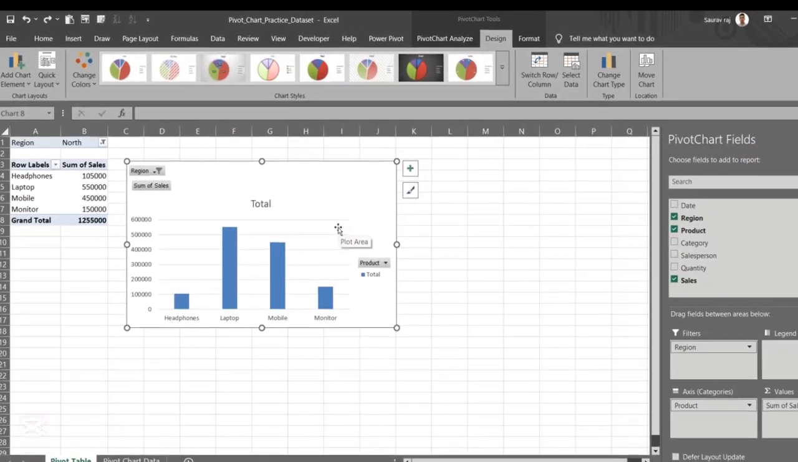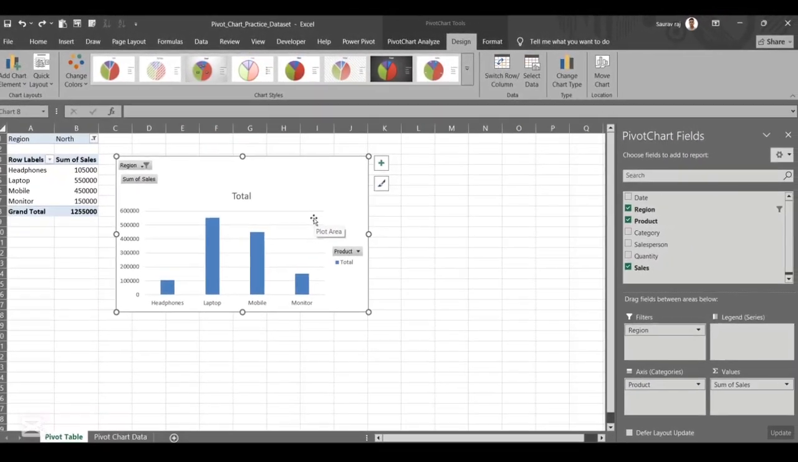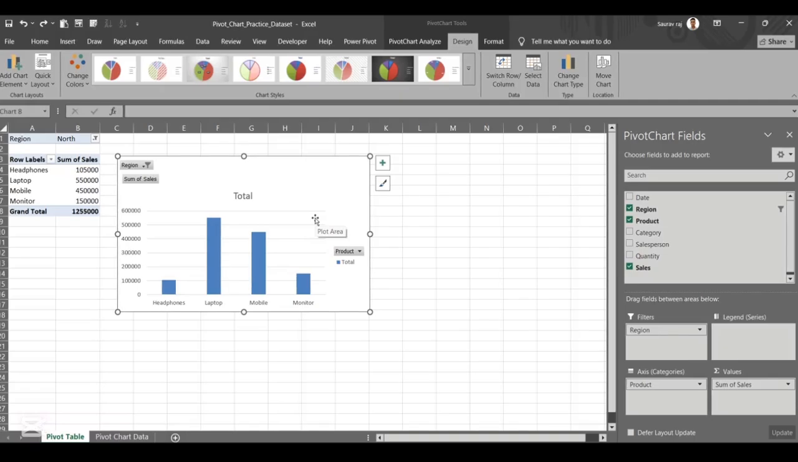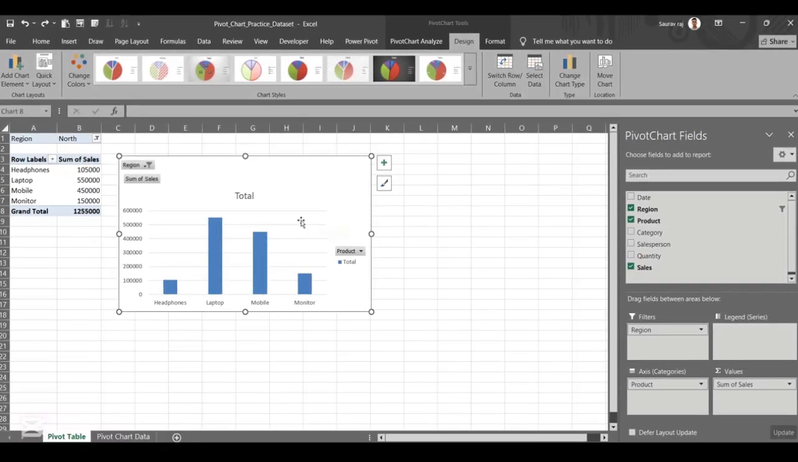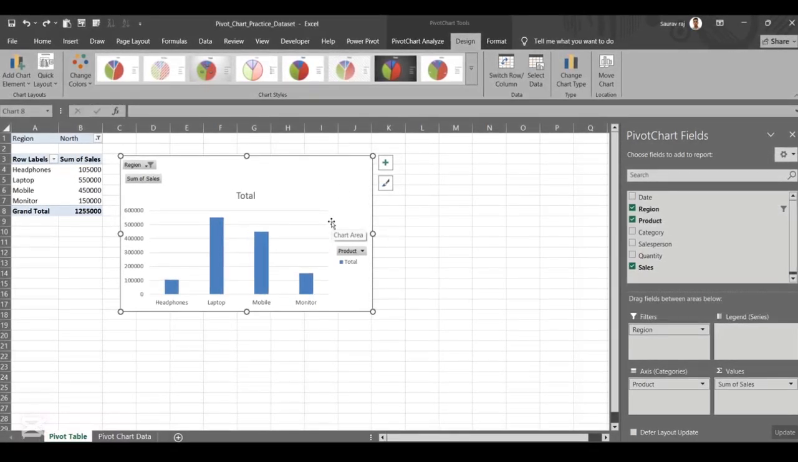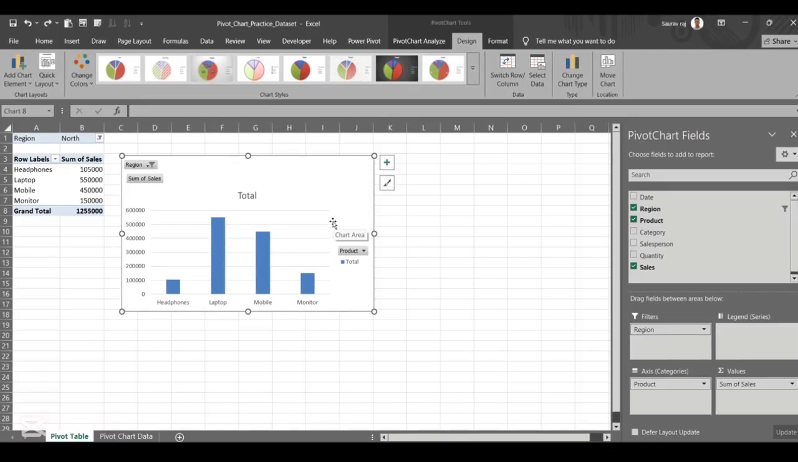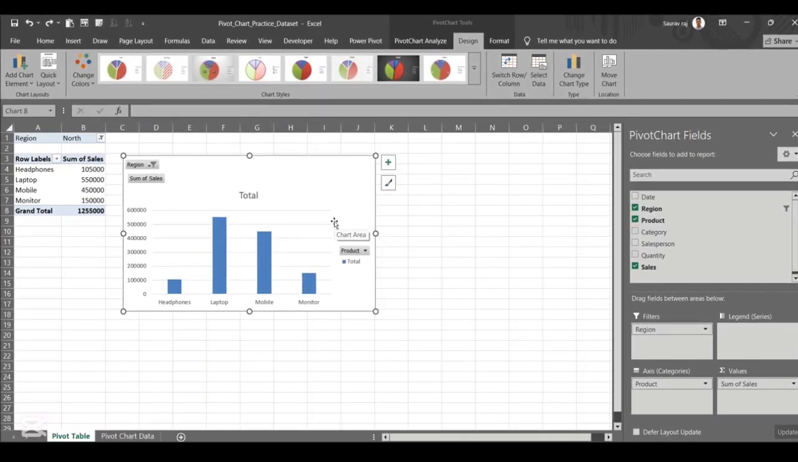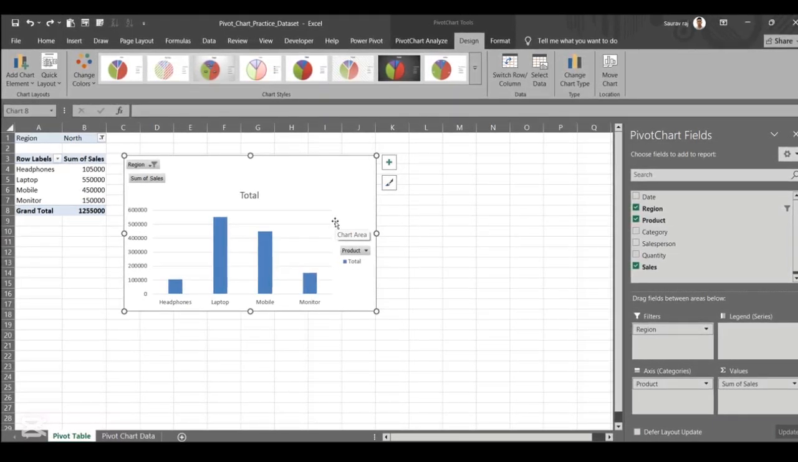Okay, so here is a quick practical tip. Many beginners make the mistake of choosing a chart because it looks beautiful. But a good chart does not just look good, it communicates information clearly. Like a column chart tells us that laptop is the highest selling product in the North region. Right, this is best for comparing categories.